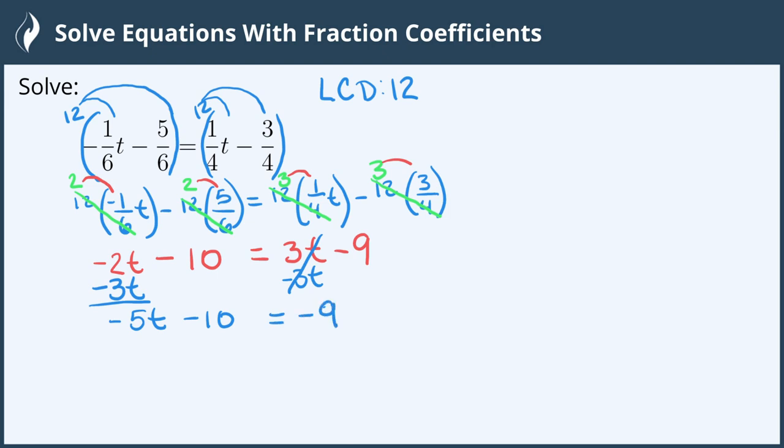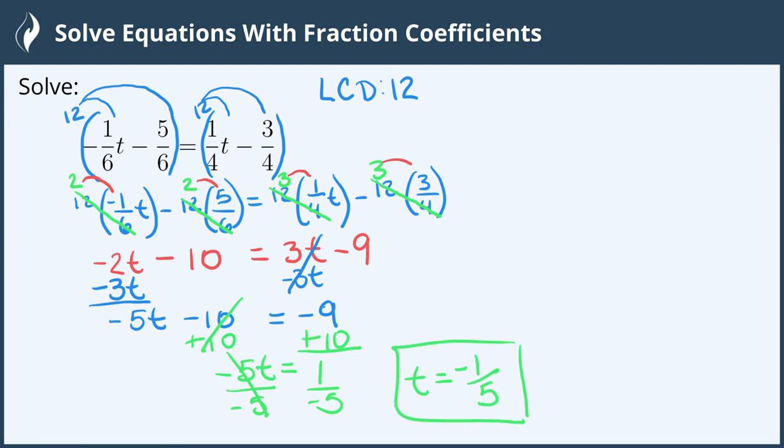Now we need to continue isolating the variable by adding 10 to both sides. Minus 10 plus 10 cancels. We're left with negative 5t equals negative 9 plus 10 is 1. So we need to divide both sides by negative 5 to isolate the variable. T equals a positive 1 divided by negative 5 is negative 1/5. So our answer is negative 1/5.